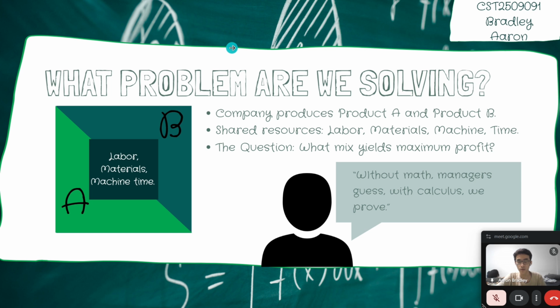But if they rely solely on their intuition, there's a possibility that they end up overproducing a product, which could lead to real financial consequences, where they waste resources and lose money. So that's where we step in. Instead of guessing, we'll build a mathematical model and use calculus to find the exact answer that yields the maximum profit. So knowing the problem, let's go into the concepts that we will use.